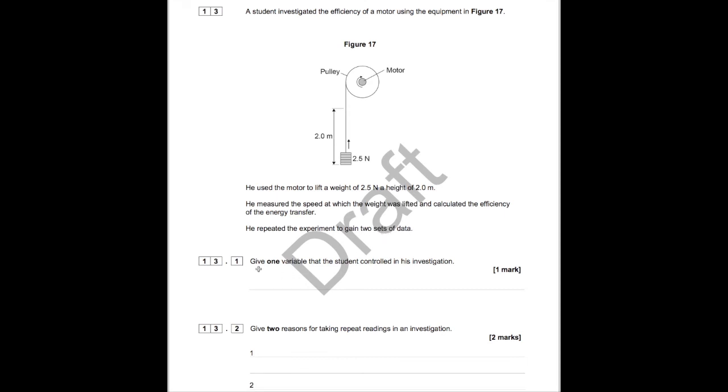Give 1 variable that the student controlled in his investigation. Kept the same weight, kept the same height. Give 2 reasons for taking repeat readings in an investigation. Calculate a mean. Spot errors.